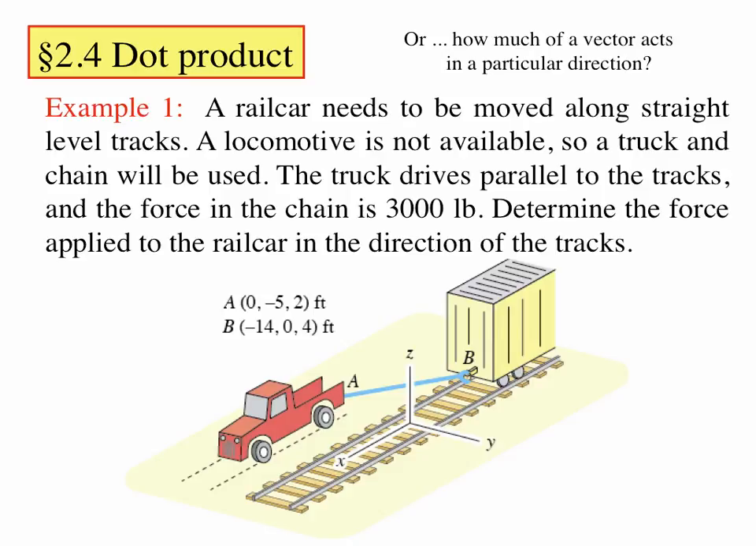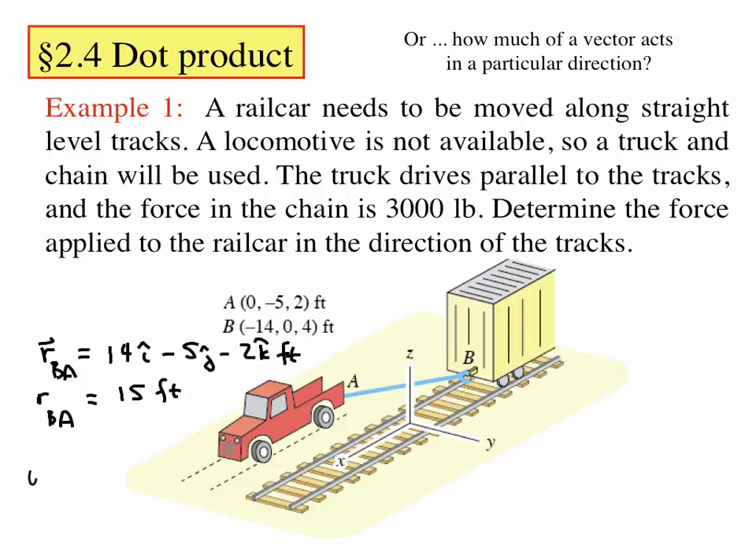The x-axis is directed along the tracks, so the I component of the force seems like the correct choice, and it is. From the figure, RBA, which is RA minus RB, is 14I minus 5J minus 2K feet. The magnitude of RBA, which we could get from the square root of the sum of the squares, turns out to be equal to 15 feet.